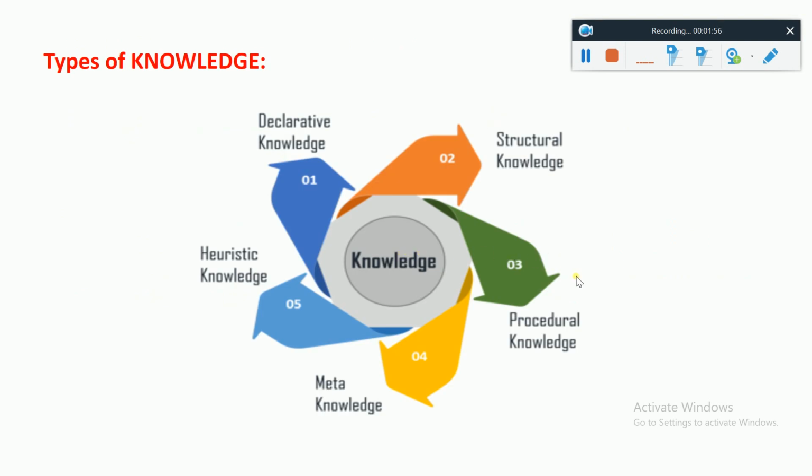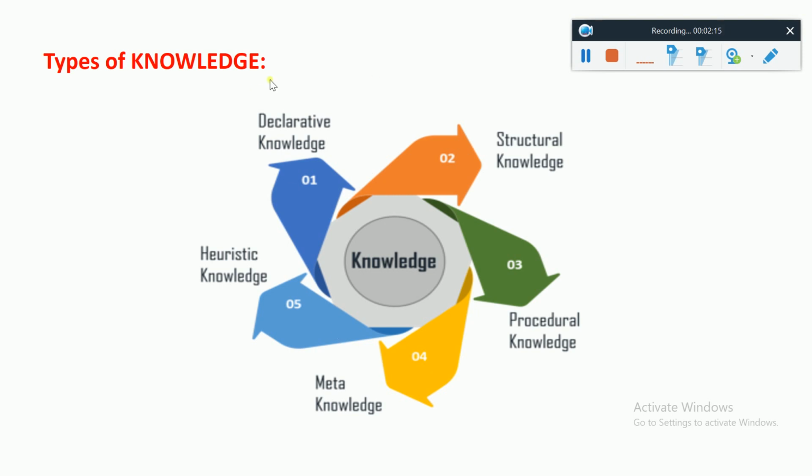So we should know about how many types of knowledge there are. Here we have 5 types of knowledge. The first type is declarative knowledge, then structural knowledge, procedural knowledge, meta knowledge, and heuristic knowledge.